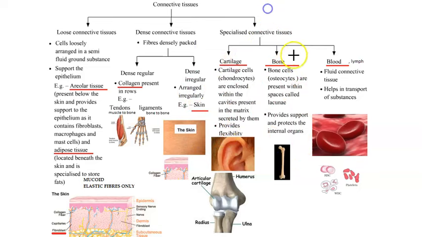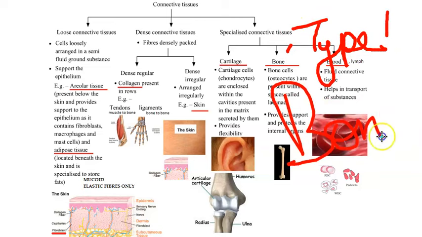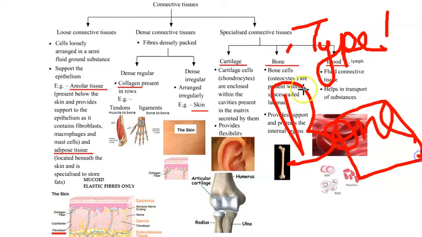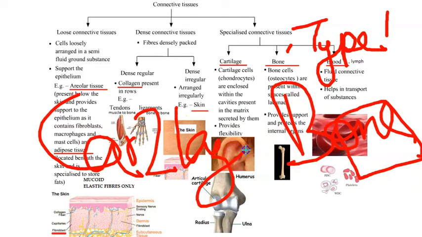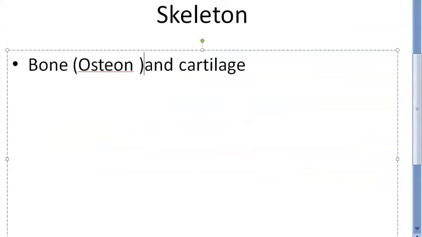Basically, bone will have type 1 collagen. How will you remember that? Bone will have type 1 collagen because bone has ONE. Bone has 1, so type 1 collagen. Cartilage has type 2 collagen. Then what else should you know here?